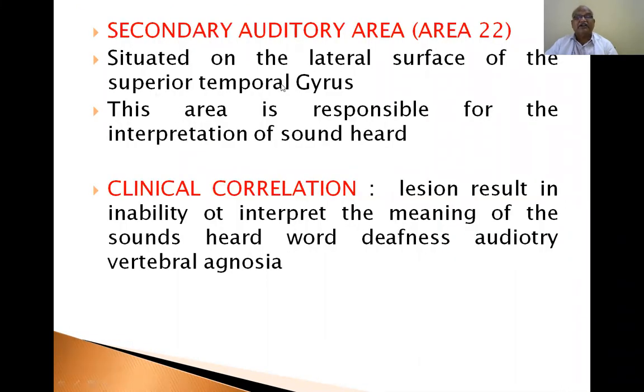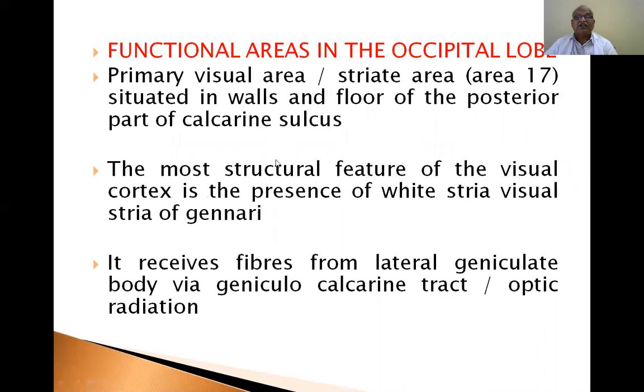Now, secondary auditory area. Situated in the lateral surface of the superior temporal gyrus, this area is responsible for the interpretation of sound type. Clinical correlation: lesion results in inability to interpret the meaning of the sounds, word deafness, auditory verbal agnosia. Functional areas in the occipital pole. So, you have to read all the functional areas present.